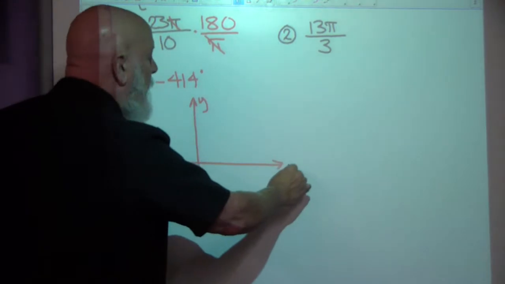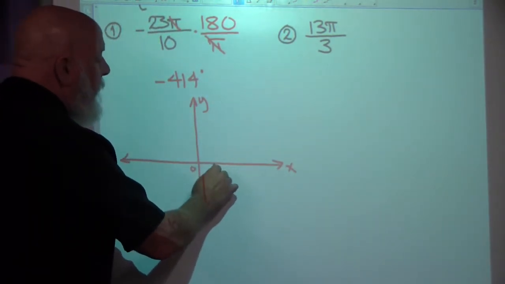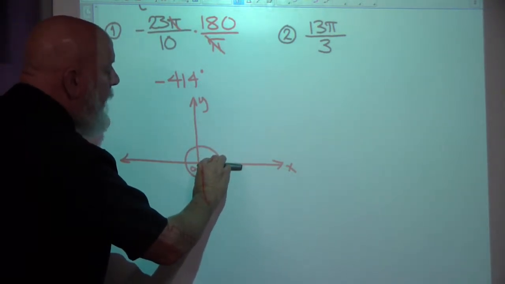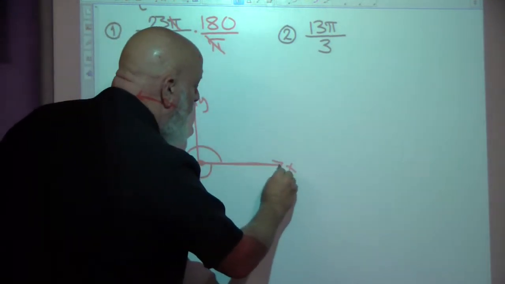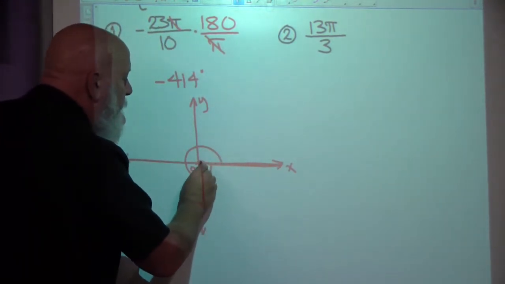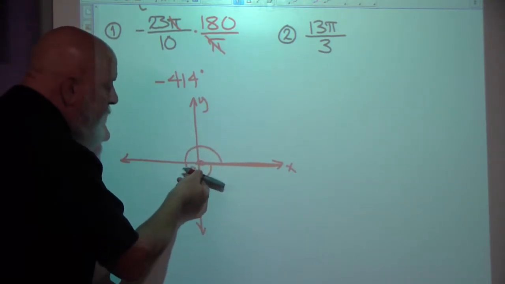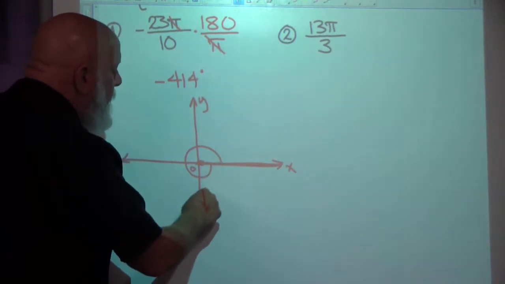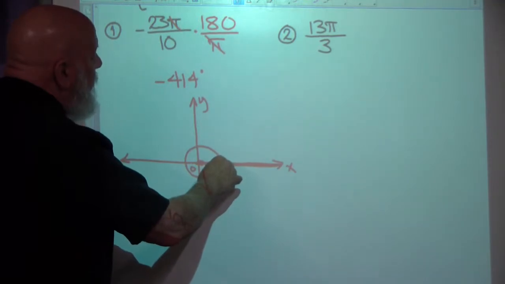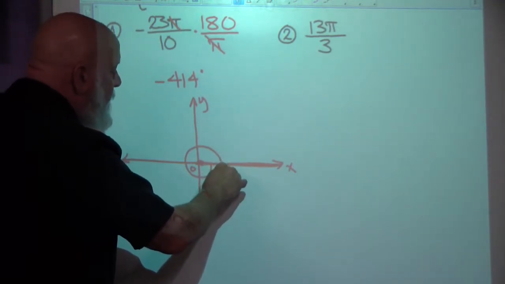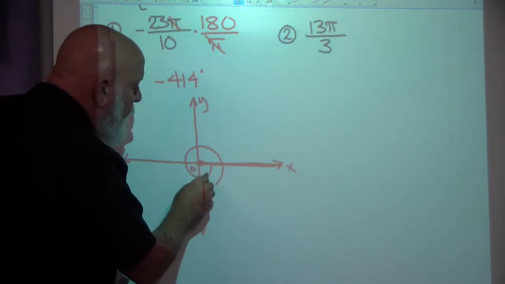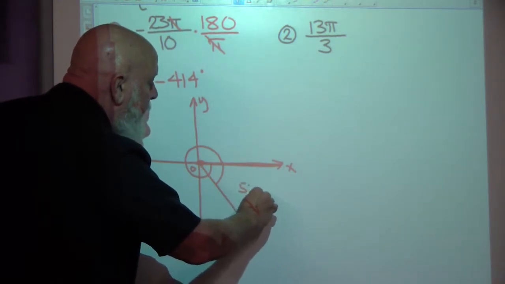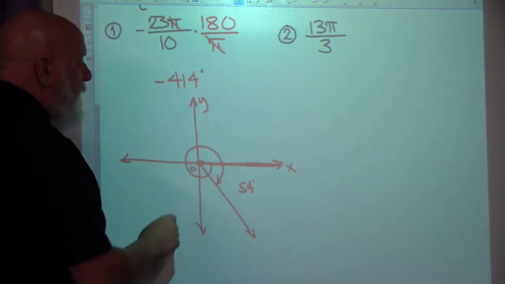There's my y-axis, x-axis, origin. I'm going to rotate in a negative direction. There's negative 360 degrees. Again, this is just the terminal side. Here's my initial side right here. We're determining the position of our terminal side by just rotating it negative 414 degrees. We're at 360. And then to add another 90, we go 450. So I'm going to go another, from 360, 54 degrees to get to 414, making this angle 54 degrees. And this is negative 414.